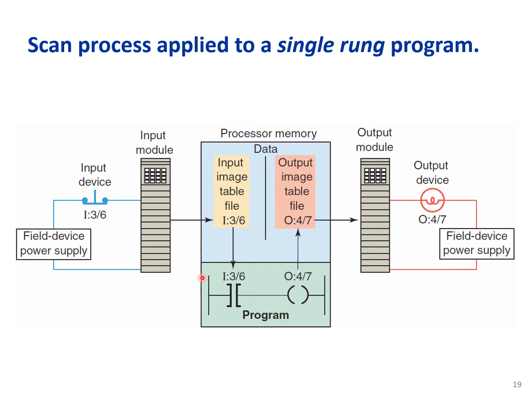Once the switch is closed, the status of the contact will be updated. Based on the program, then the coil will be true or on, and then the image file will be updated and that data will be sent to the output module to energize the output device.